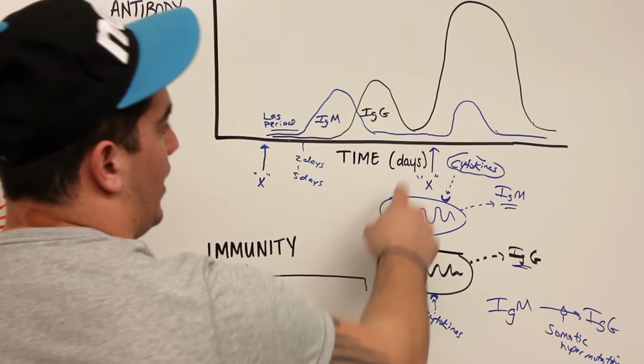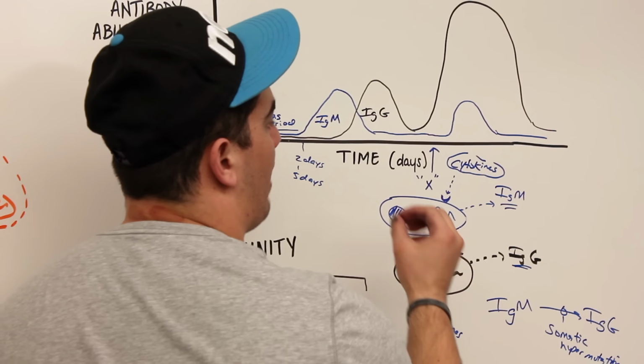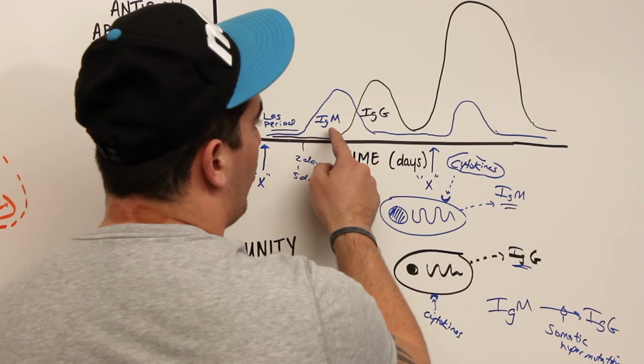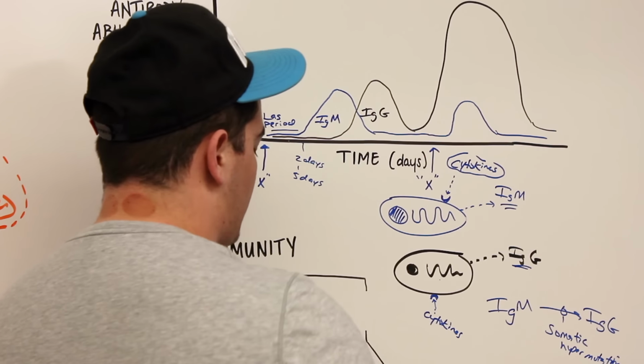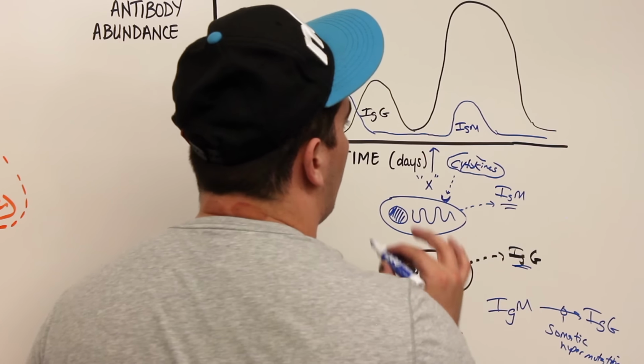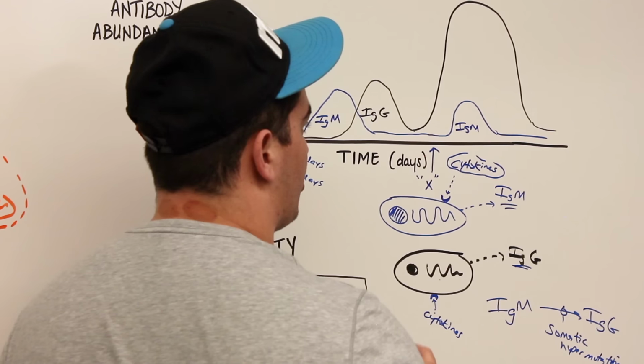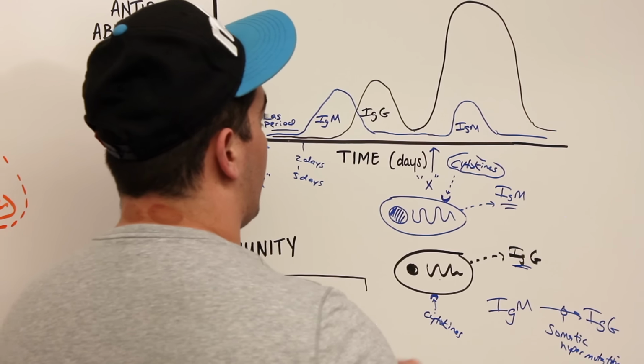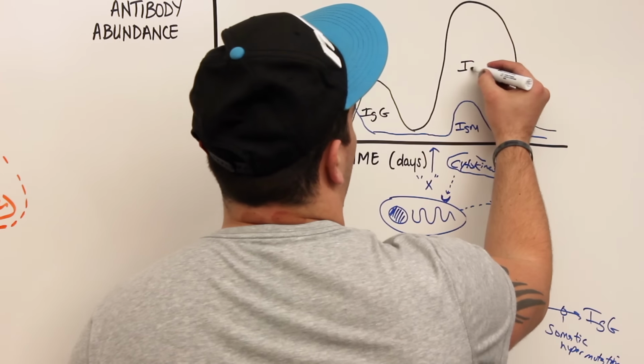This is really the better example of somatic hypermutation, because primarily we were making IgM antibodies, right? That was the first one that we were making. And we still do make a tiny amount of it in the secondary immune response, but look which one we're making primarily: IgG antibodies.